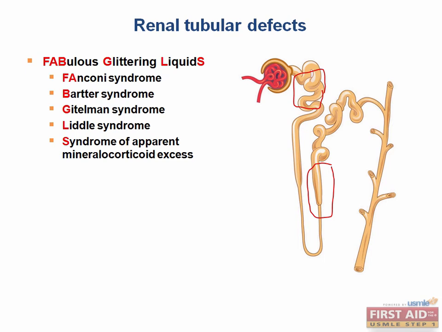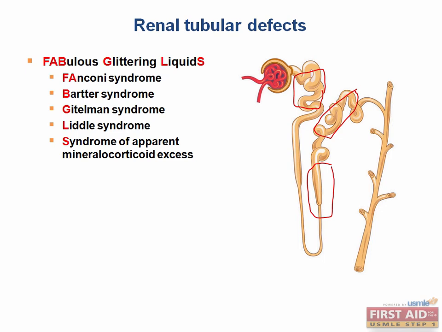Gittleman syndrome is a reabsorption defect in the distal tubule due to an autosomal recessive mutation in the sodium chloride cotransporter. A deficiency in this cotransporter would be similar to the use of which diuretic? Good, thiazides. It is less severe than Bartter syndrome. And why do you think that is? Well, because the majority of sodium reabsorption occurs in the earlier parts of the nephron.